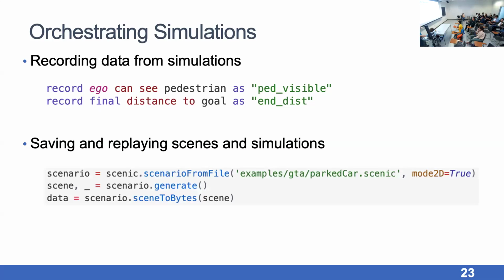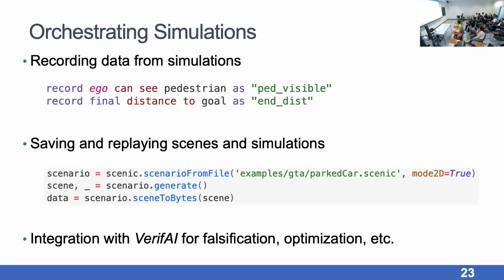We'll look at this API in more detail later, but basically here, I'm using the Scenic Python API to compile a Scenic scenario that's in a file, sample a scene from it, and then convert that scene to some bytes data, which I could then send to somebody else, and then they can exactly reconstruct that same scene. So you don't have to worry about setting a random seed or anything like that. You get the exact same values.